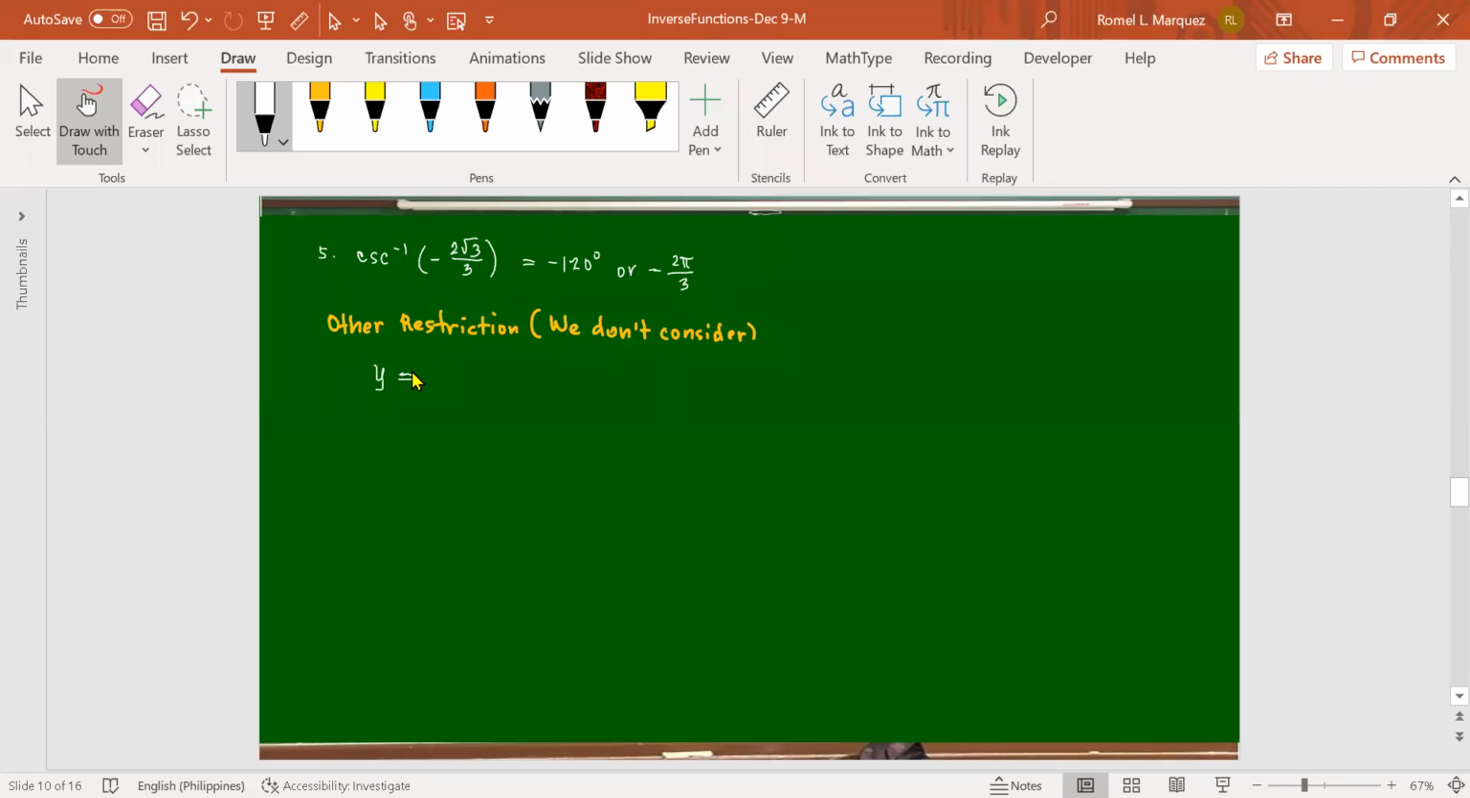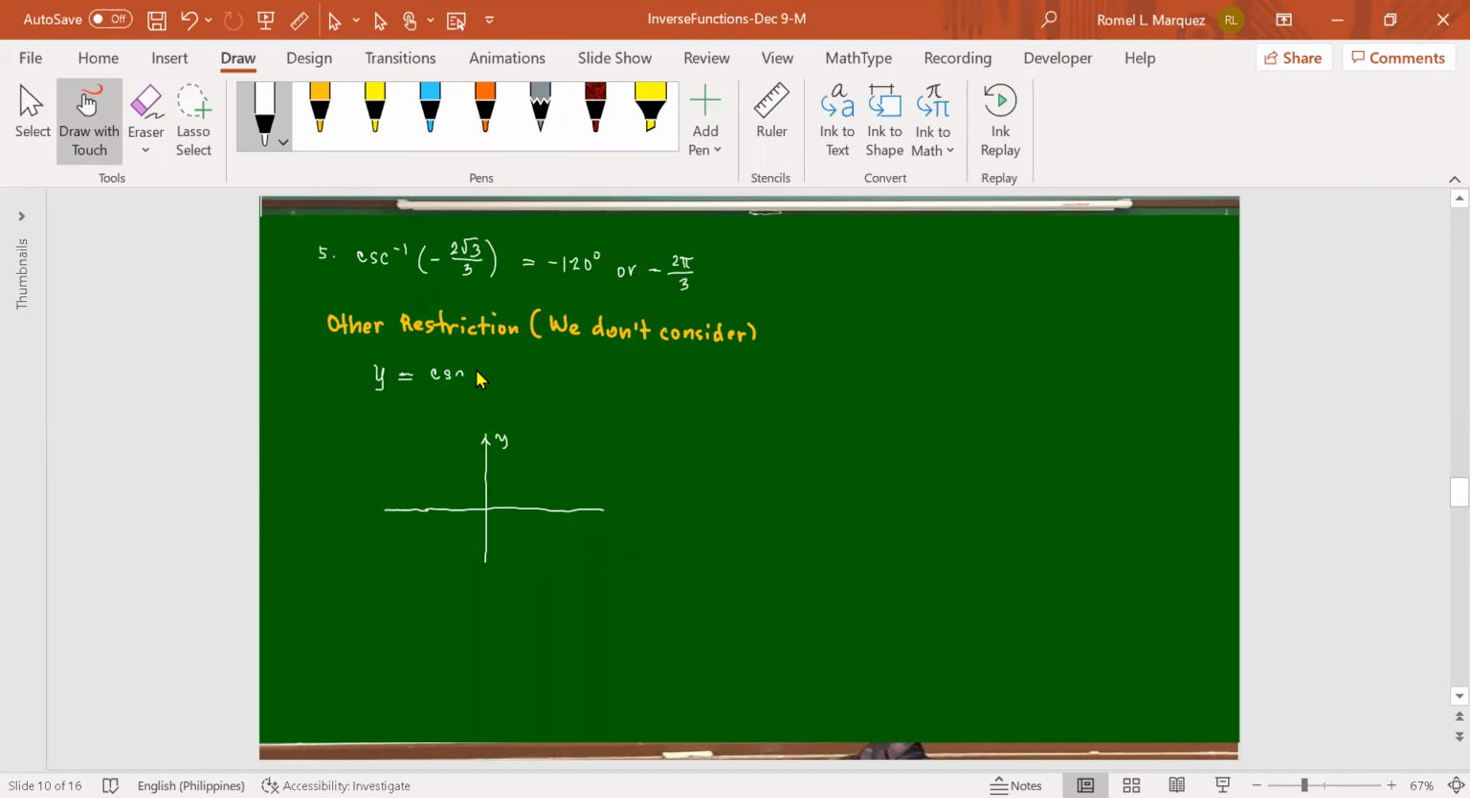For the other one, I don't have a copy of the book here. So let's see. Cosecant, this is the graph. Okay, so that's the graph.